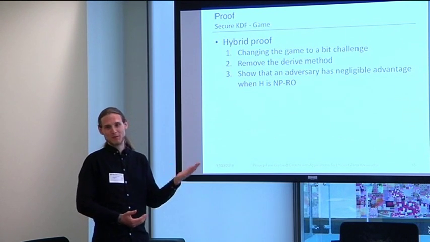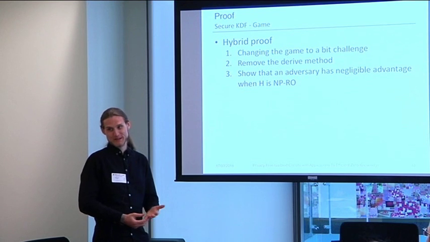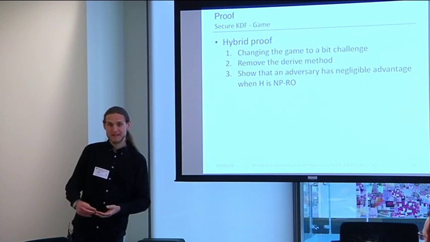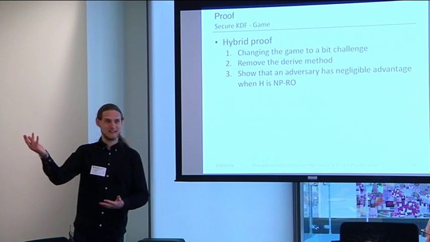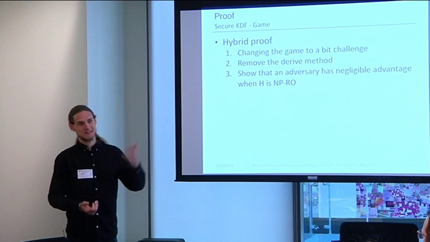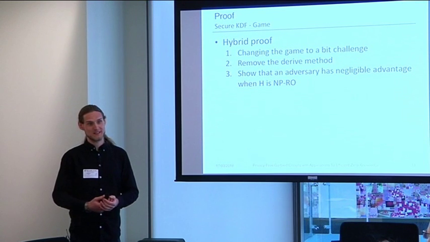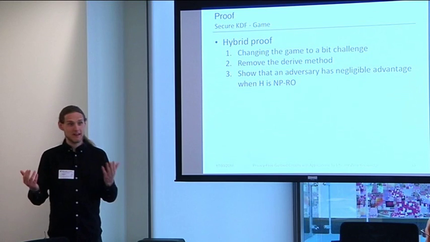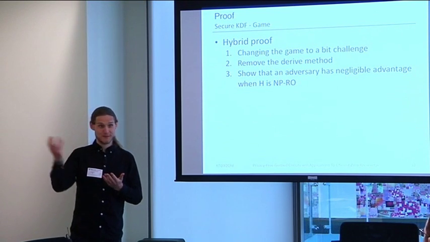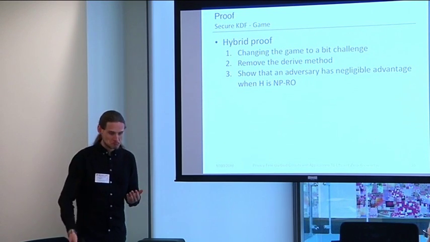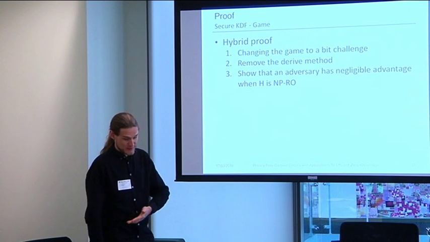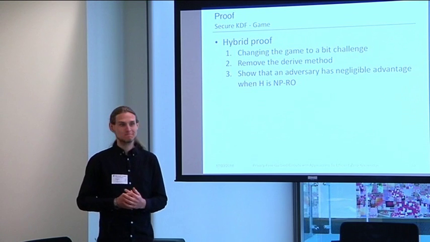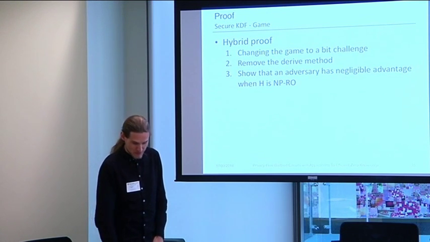Then we have another hybrid where we remove the derived method. And that's basically where the non-programmable random oracle comes into play, because it says if the adversary doesn't have enough entropy on the keys, then it's uniform. Then he can't guess. Then it's indistinguishable from uniform randomness. That's why all the keys need to have at least k, where k is a computational security parameter, random bits. And then in the end, we show that in this setting he has a negligible advantage when h is a non-programmable random oracle.